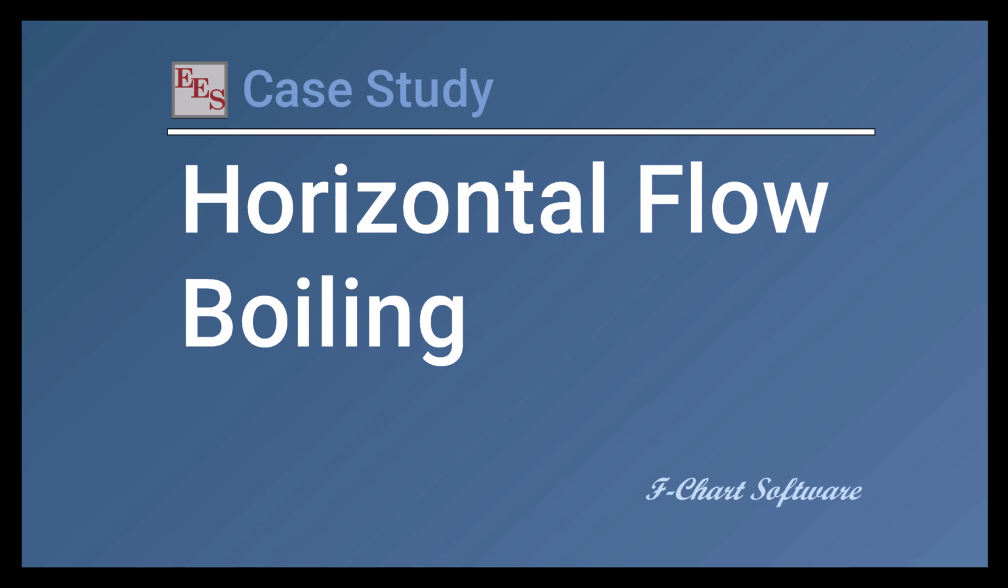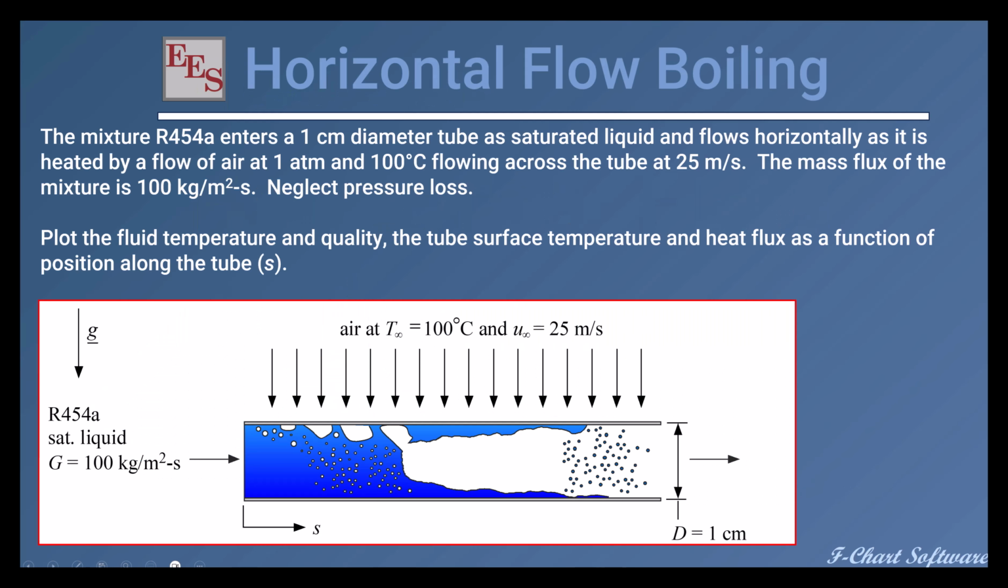So this video is basically a case study related to horizontal flow boiling. So this is the problem we're going to solve. You can see that we have a 1 centimeter diameter tube, and in the tube is flowing R454A, which is a mixture. So we have to remember that mixtures are going to have a temperature glide as it boils. So this mixture enters the tube as saturated liquid with this mass flux of 100 kilogram per meter squared second.